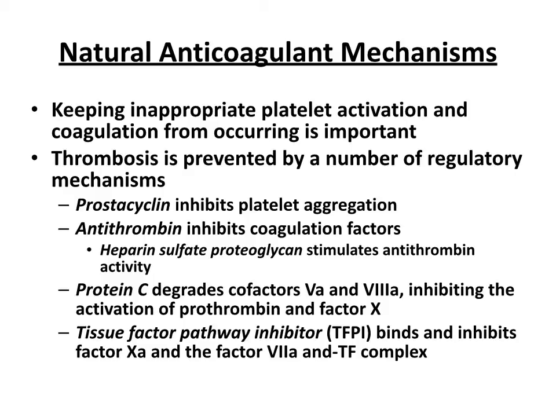Okay, then there's protein C that degrades those cofactors 5 and 7 that are, again, involved in helping generate clots. So protein C does that, and by degrading those two factors, you're going to inhibit the activation of prothrombin by factor 10. Okay, then the tissue factor pathway inhibitor is another pathway that binds and inhibits factor 10A, and then this 7A and tissue factor complex.